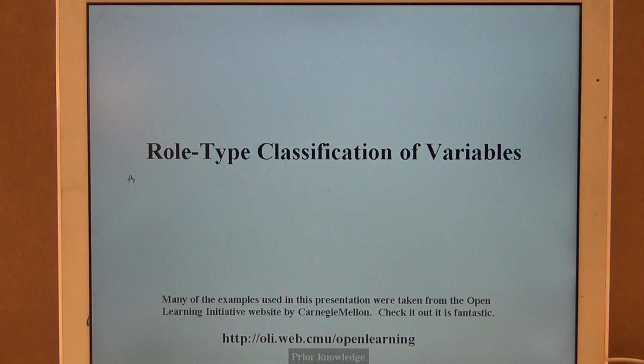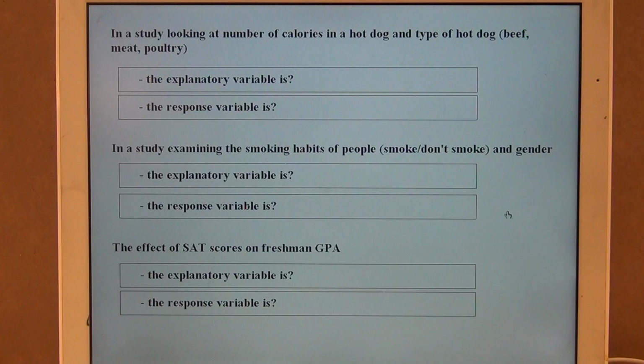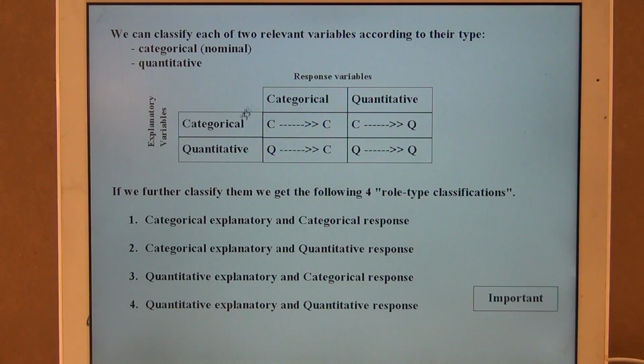Well, okay, this is the role type classification of variables, and here is the model. Response variables can be either categorical or quantitative in type, and explanatory variables can be either categorical or quantitative in type, and then we have the 4 different kinds. This is really important in examining research: if they're comparing 2 variables, you need to know what the role of each variable is and what type each variable is.